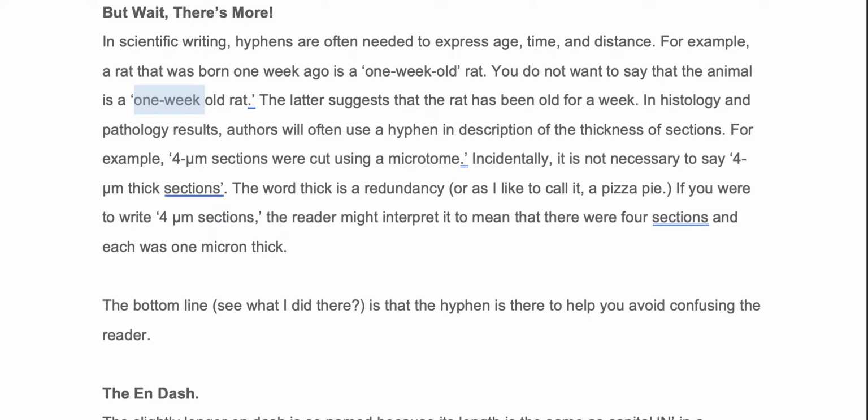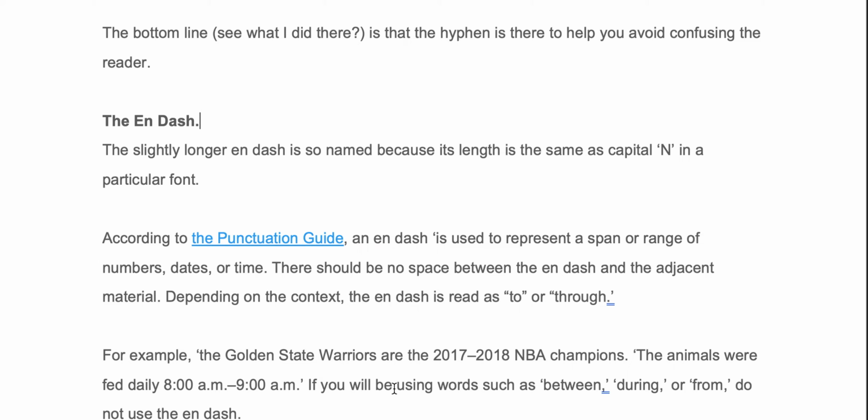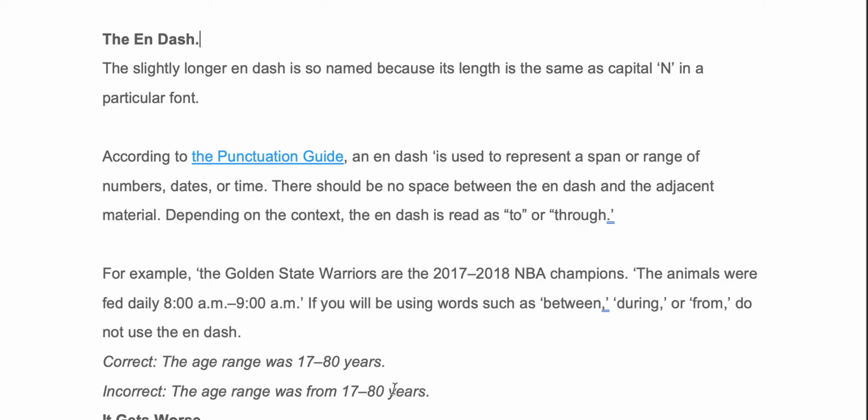In histology and pathology results, authors will often use a hyphen in the description of the thickness of sections. For example, 4-micron sections were cut using a microtome. Incidentally, it is not necessary to say 4-micron thick sections. The word thick is a redundancy, or as I call it, a pizza pie. If you were to write 4 micron sections, the reader might interpret it to mean that there were 4 sections and each one was a micron thick. The bottom line, see what I did there, is that the hyphen is there to help you avoid confusing the reader.